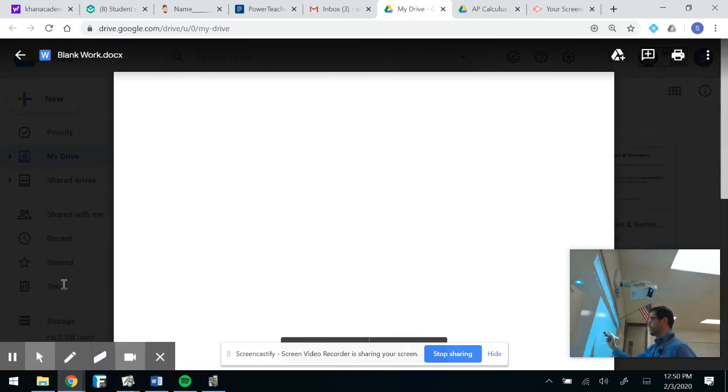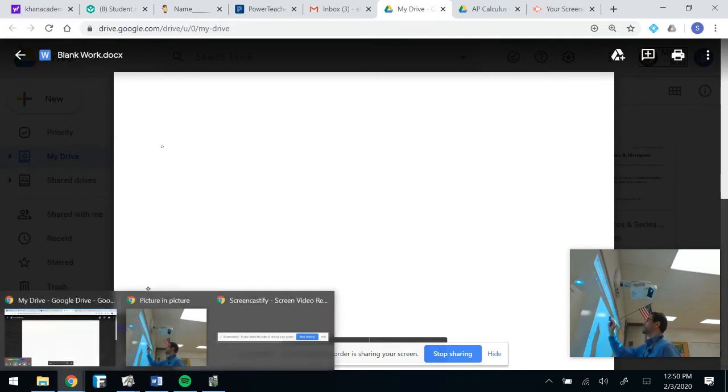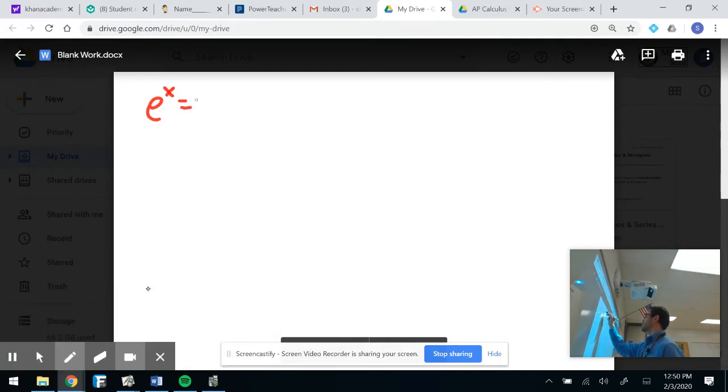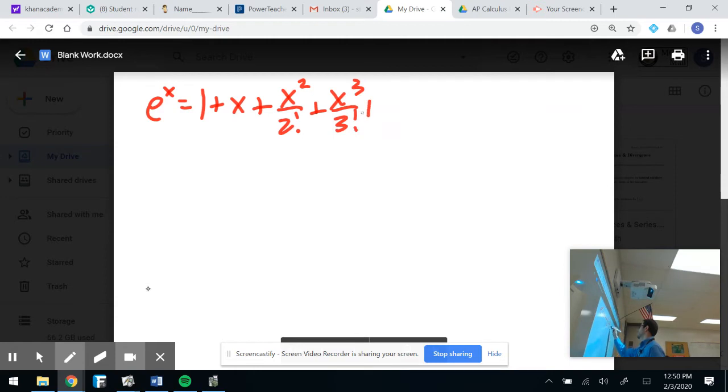Let's get our marker up here. So we have e to the x, and I think it had four terms: 1 plus x plus x squared over 2 factorial plus x to the 3rd over 3 factorial plus x to the 4th over 4 factorial. They wanted me to make a series out of this. Well, how do I do that? That means e to the x is equal to the series.